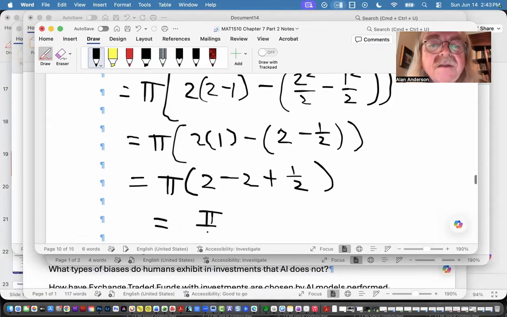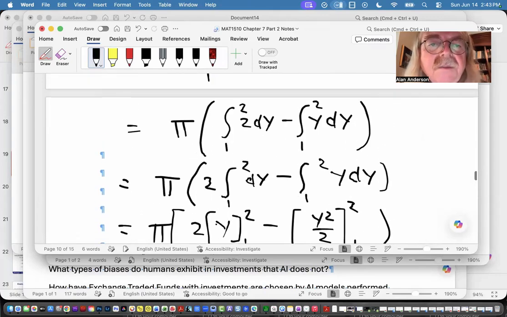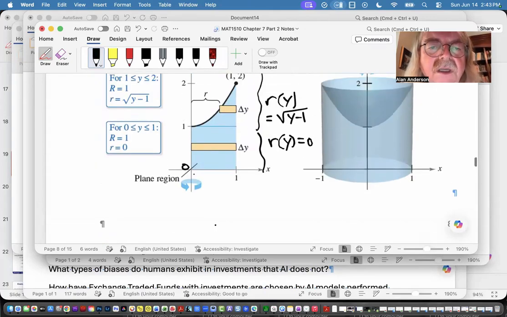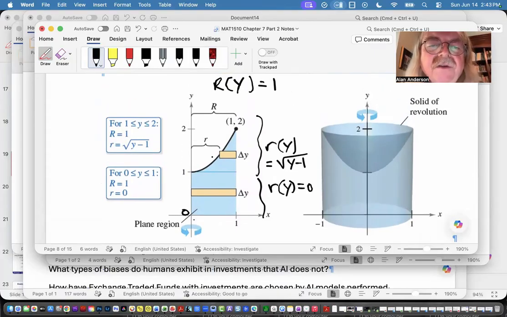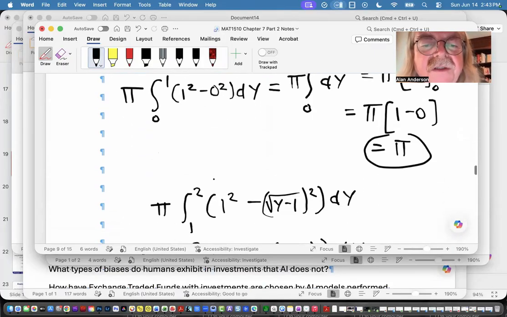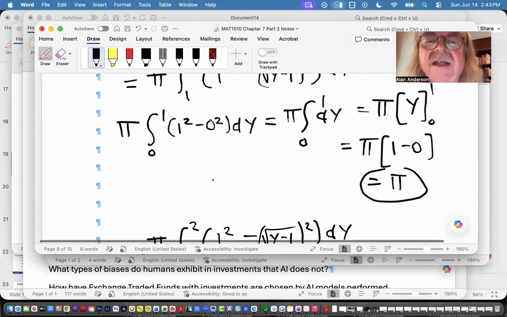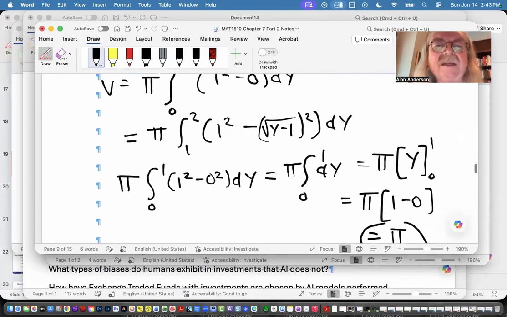Now remember, this is just the piece on top. We found that this area is pi over 2. And the piece on the bottom, which we evaluated first about a minute ago, we found it pi. Okay, it turned out to be pi. Great.